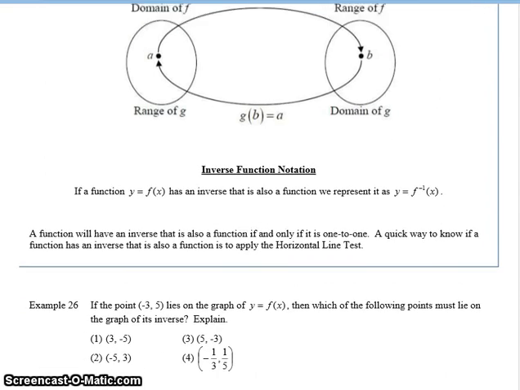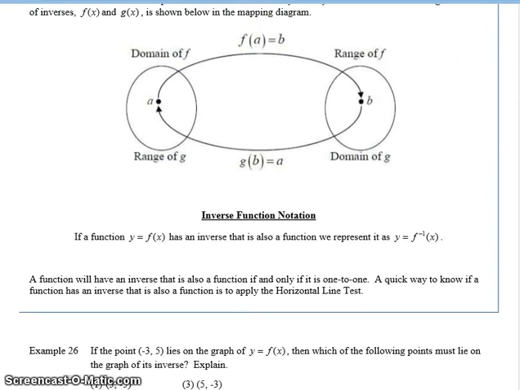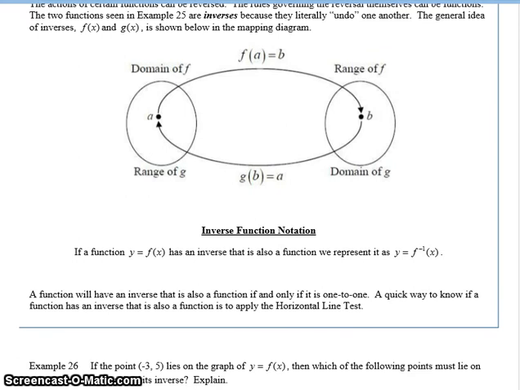Okay. So now we're just looking at this blurb about inverses. So basically, the domain of the f function becomes the range of the g function, and the domain of the g function becomes the range of the f function. So, as complex as that might seem, you're just switching the x and y values. That's all that means. And then something that I already pointed out to you, here's your notation that signifies an inverse function.